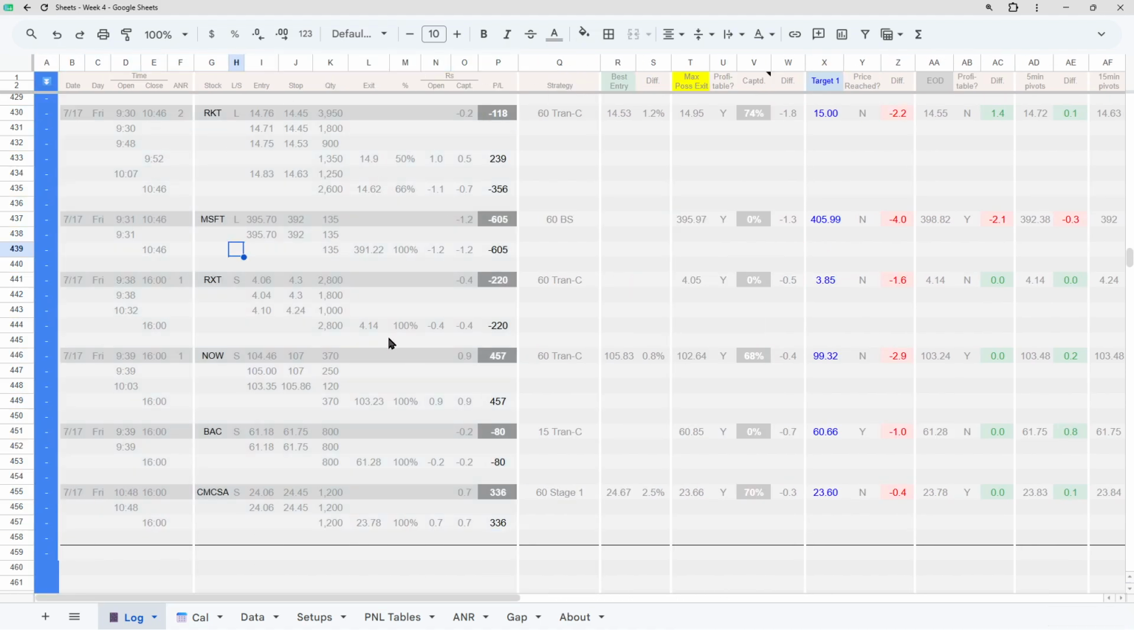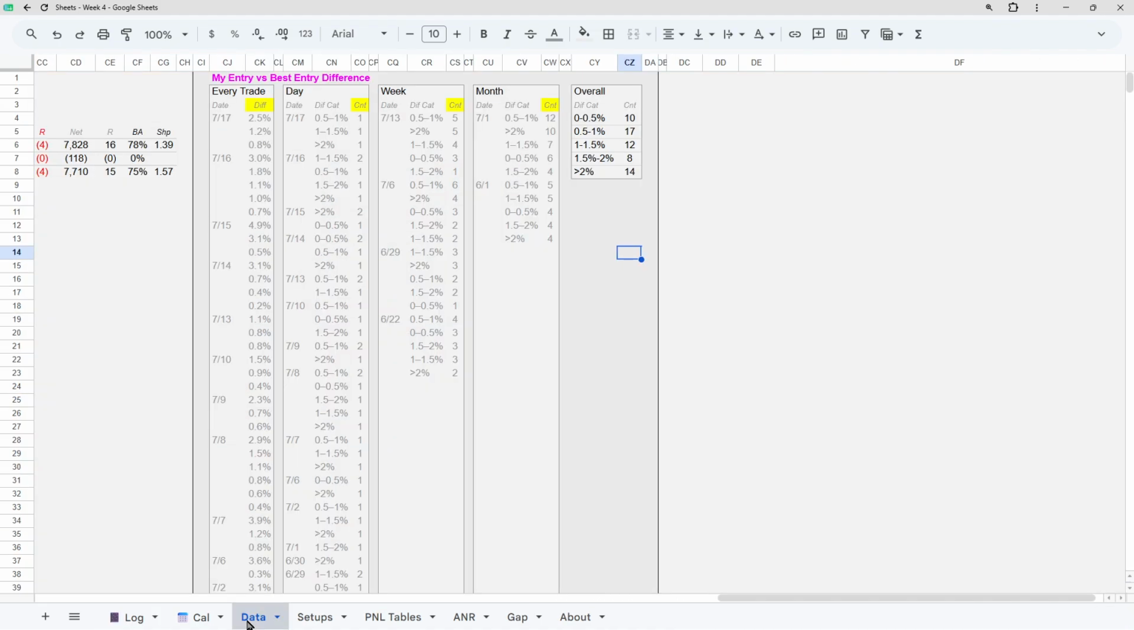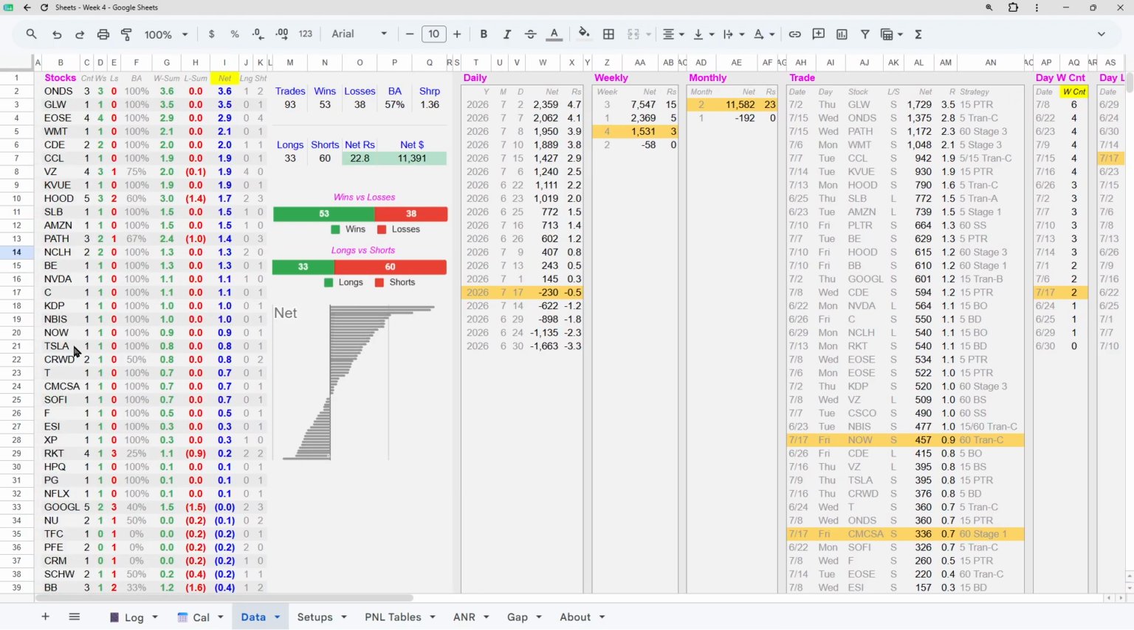Again, if you have any questions, feel free to ask me. The data: these are all the stocks that I've traded so far. So not just week 4, this is all of the weeks, week 1, 2, 3, 4.